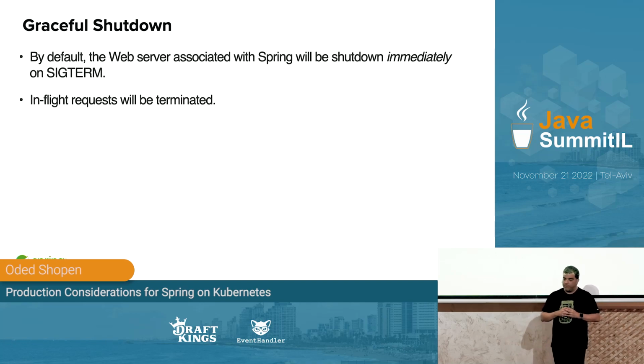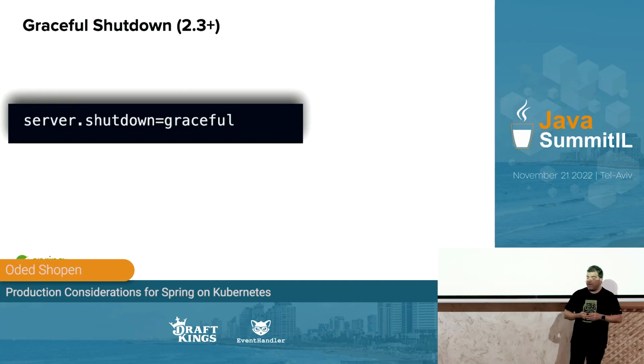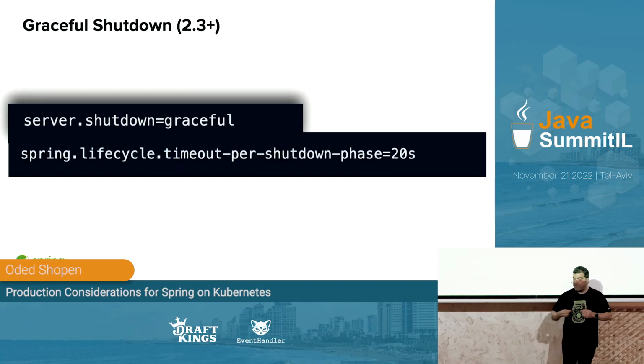Probably not what you want to do in a Kubernetes environment. Now in 2.3 and later, we have this parameter called server.shutdown equals graceful. And what this does is basically tells the JVM to stop the world when it gets the SIGTERM for a predefined few seconds, which you can override with this shutdown parameter.